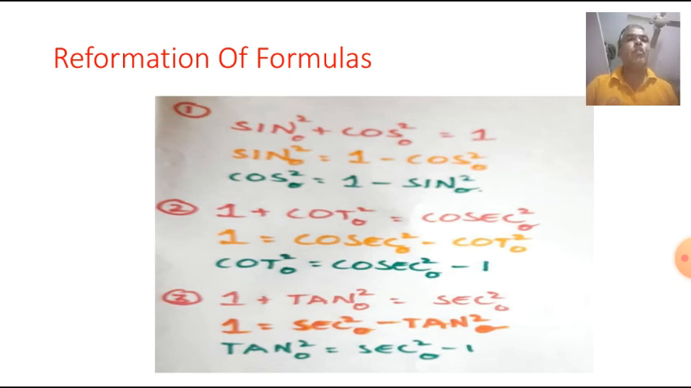1 is equal to secant square theta minus tan square theta. Here I shifted tan square theta to the other side of the equals. When I do so, the tan square becomes minus tan square theta. That is 1 is equal to secant square theta minus tan square theta. Similarly, tan square theta is equal to secant square theta minus 1, in the same way.